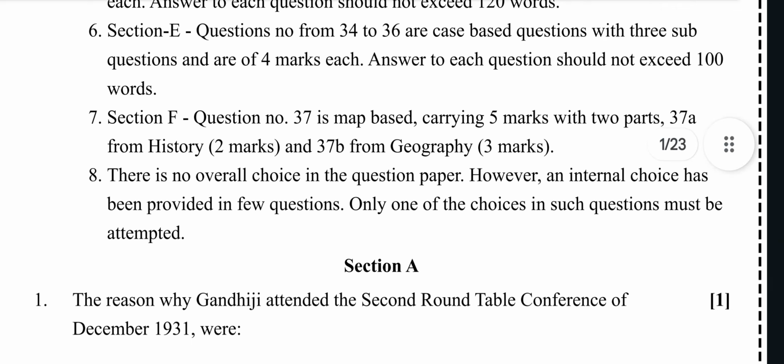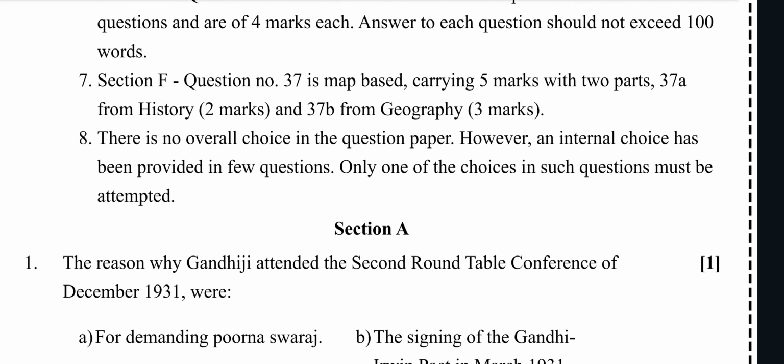Another one is section F. Question number 37 is map based, carrying 5 marks with 2 parts. 37A from history is 2 marks and 37B from geography is 3 marks. So make sure that it is history 2 marks and geography 3 marks. So totally you are getting 5 marks for the map. There is no overall choice in the question paper. However, an internal choice has been provided in a few questions. Only one of the choices in such questions must be attempted.